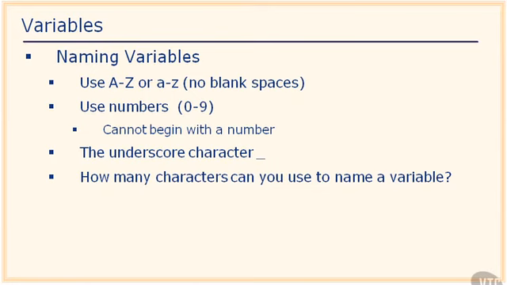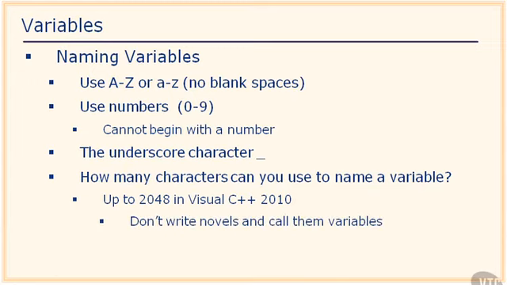And then we need to think about, well, how many characters can I use to name a variable? Well, there's some extremes here. One extreme, in Visual C++ 2010, for example, you can use up to, that's not a misprint, 2,048 characters in a single variable name. Now, please don't do this. Don't write novels and call them variables, all right? There's a happy medium somewhere. Many of the C++ compilers out there will only support 31 characters.